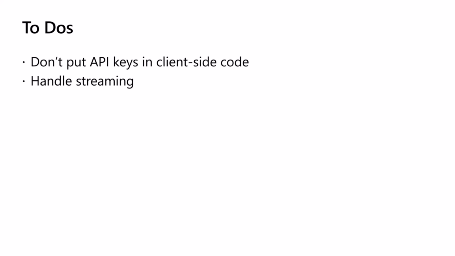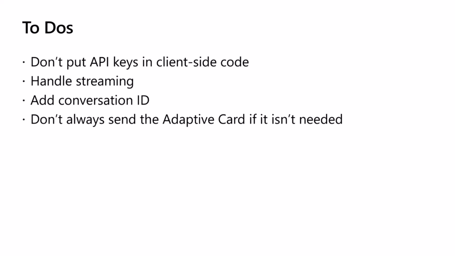What's left to do, though, is we still have to think about these things. In my code right now, because I'm using streaming and I'm calling OpenAI directly from my web part, I actually have my API keys in the client-side code, which is not good. Don't put the API keys in the client-side code, and I will show you later how to get rid of that. I still have to handle streaming. We want to add a conversation ID to be able to go back to our previous conversation. We'll show you that later. And don't always send the adaptive card JSON if it isn't needed, because I'm using tokens that I shouldn't be using every single time.